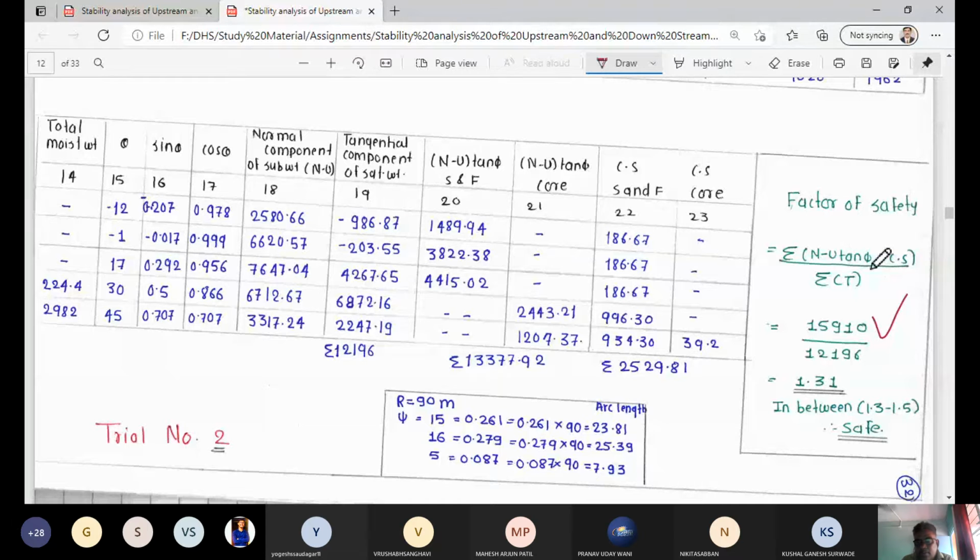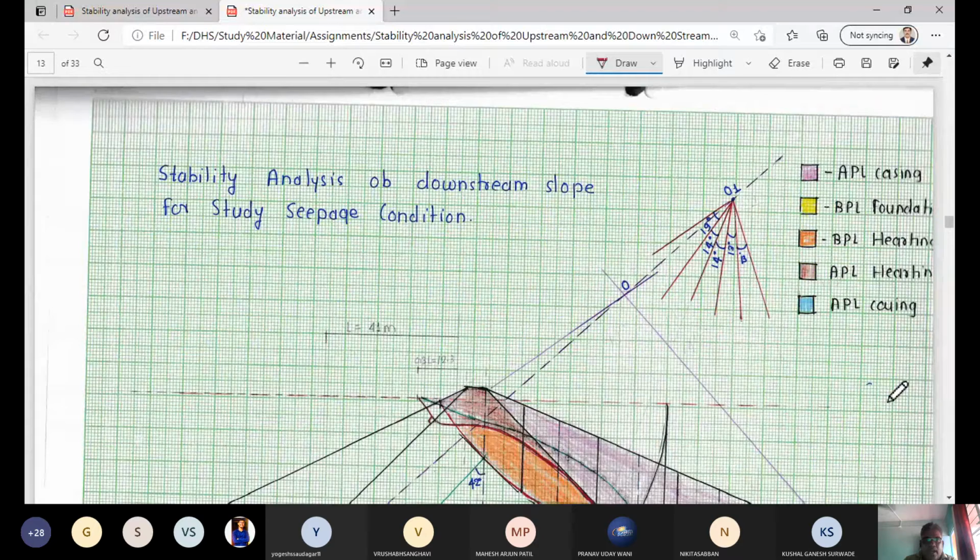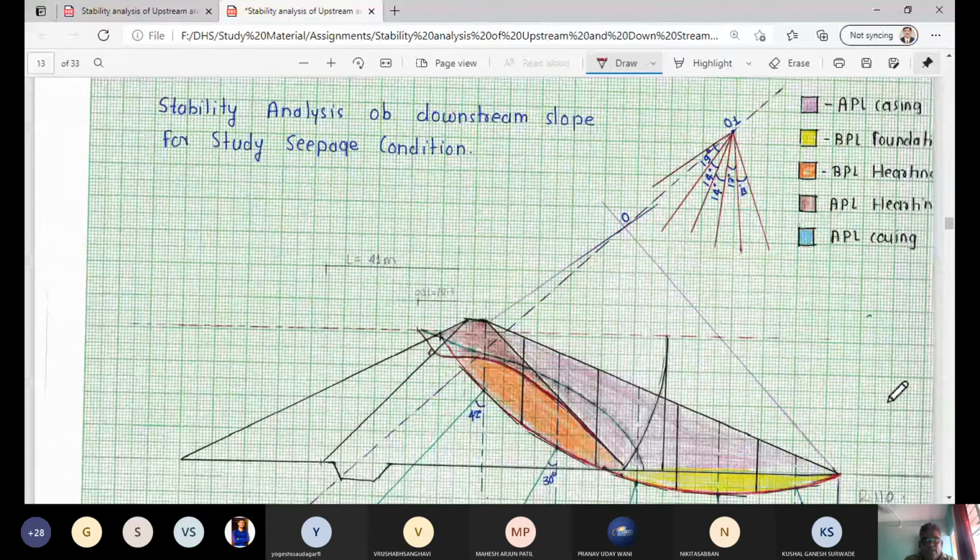You have to substitute in this equation and find out the factor of safety. Your factor of safety is now equal to 1.31. This is trial number 2, and it lies between 1.3 and 1.5. Then your dam remains the same. This is the way to find out the weight and add the weight. Another part is the stability analysis.